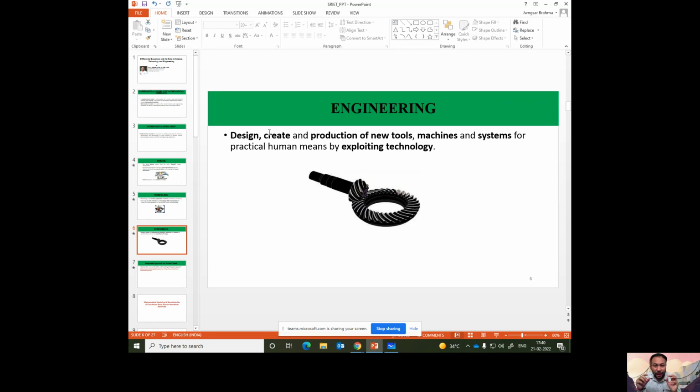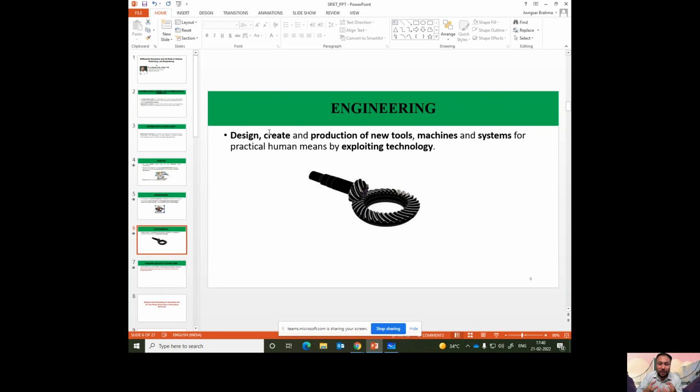Got the idea? We observe the natural process, which is called a science, and we develop some skill, some model, some techniques, some methods, some idea. This is called a technology. Then we design, we create, right? We produce some new tools, maybe machines and a system for the purpose of the society. This is called engineering.